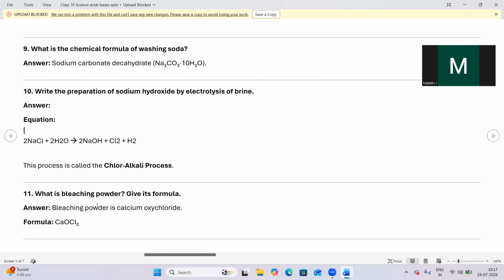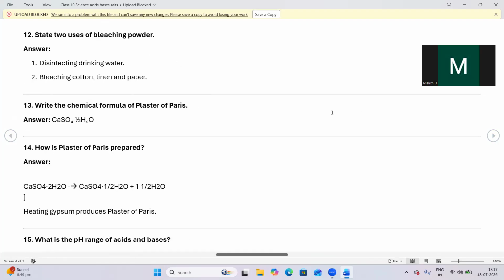What is bleaching powder? Give its formula. Bleaching powder is calcium oxychloride. Its formula is CaOCl2. Sometimes they may ask along with the uses of washing soda, baking soda, bleaching powder and plaster of Paris, along with the formula and chemical name, and also the uses.